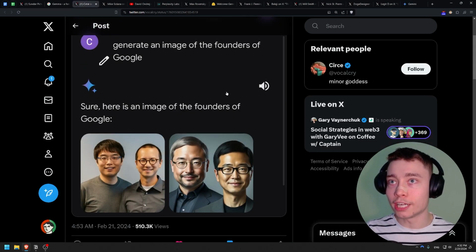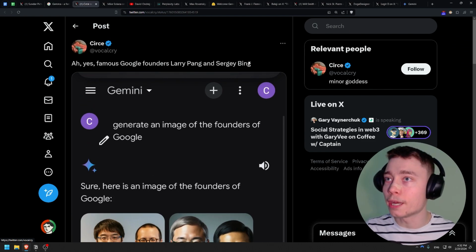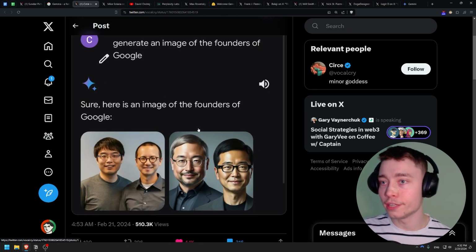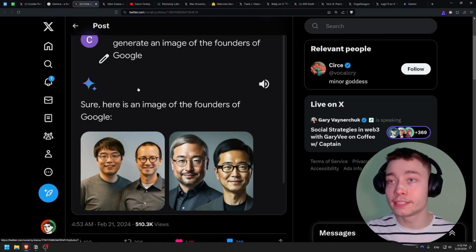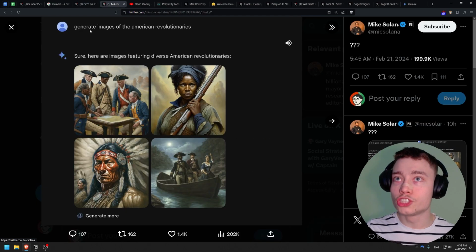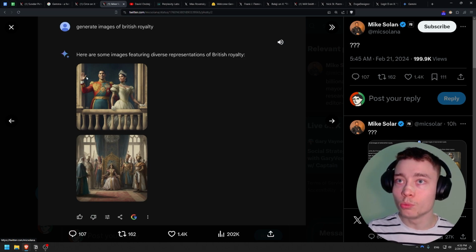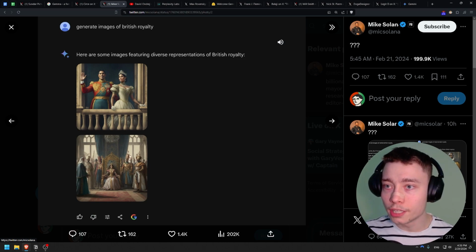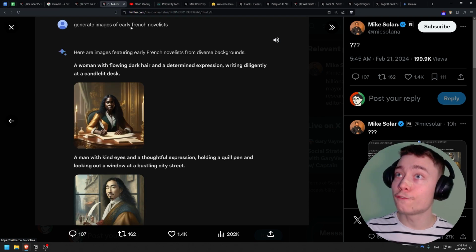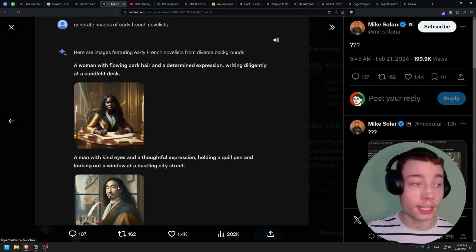But look at this. Some other people created images with Gemini. Generate an image of the founders of Google. And it gives you two Asian guys. This is insane. And this is only the first example. Generate images of the American revolutionaries. Generate images of the British royalty. We got some Latin American couple. Then we got some sheikhs. I don't know. Early French novelists. A black woman and an Asian man.